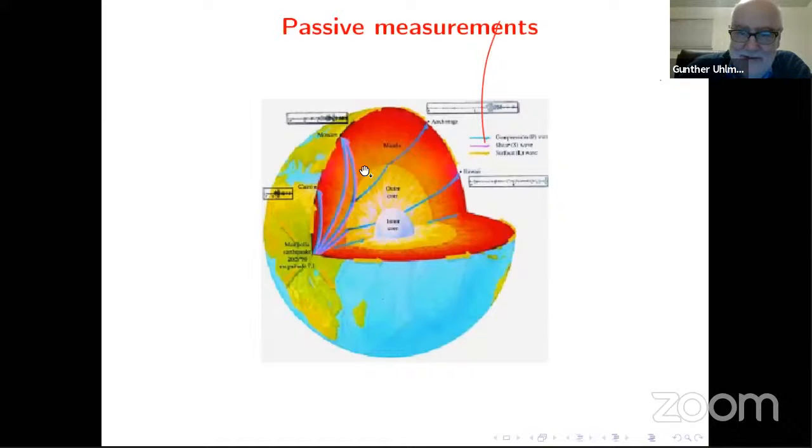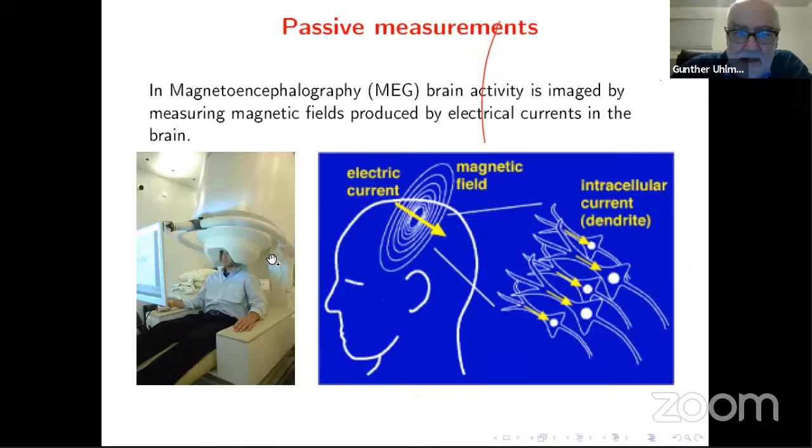And in medical imaging, an example of passive measurements is magnetoencephalography. The brain activity produces magnetic fields, although they may be very weak. Those are measured, and from that information you try to get, for instance, an image of the brain. In particular, there are problems, like whether it's a tumor or something else. Some people produce more magnetic fields than others, depending on the electrical currents of the brain, but this is produced naturally.